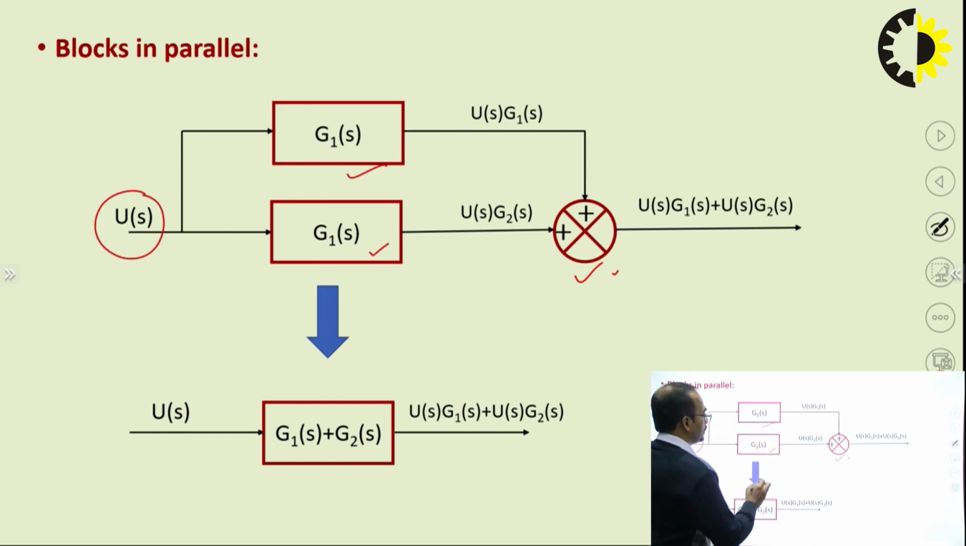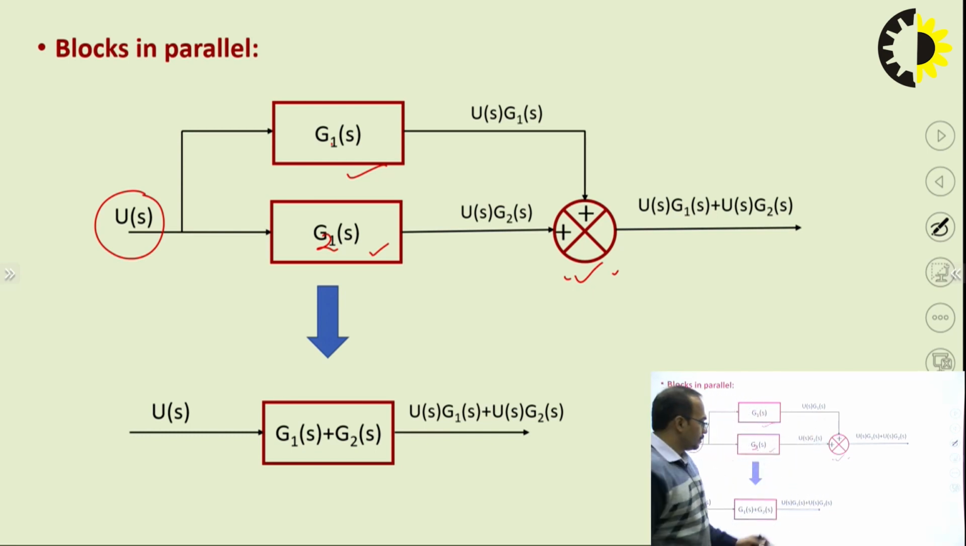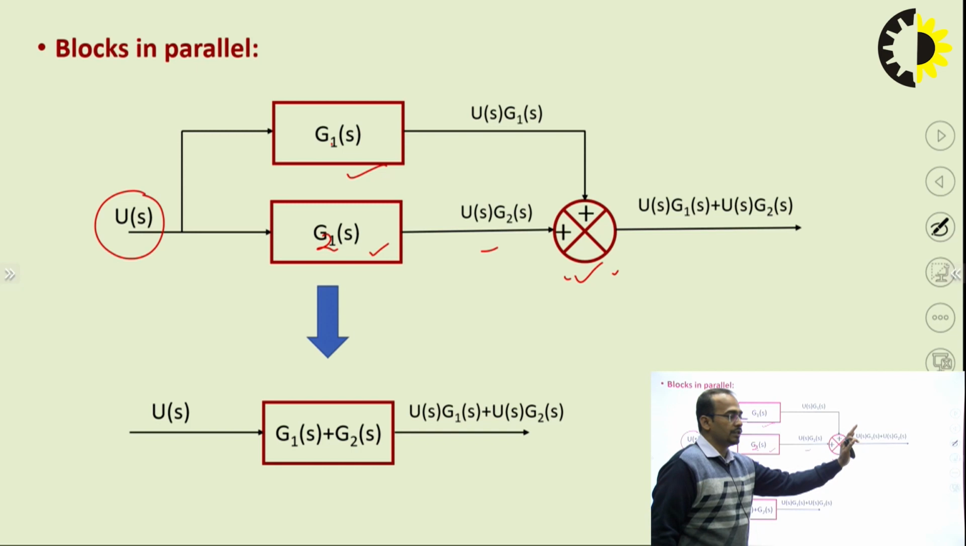So this is G2, this is G1. The output of block G1(s) is U(s) into G1(s), and the output of block G2(s) is U(s) into G2(s). Here I am using the summing point. This will add the outputs of both systems, so you will get U(s)G1(s) plus U(s)G2(s).